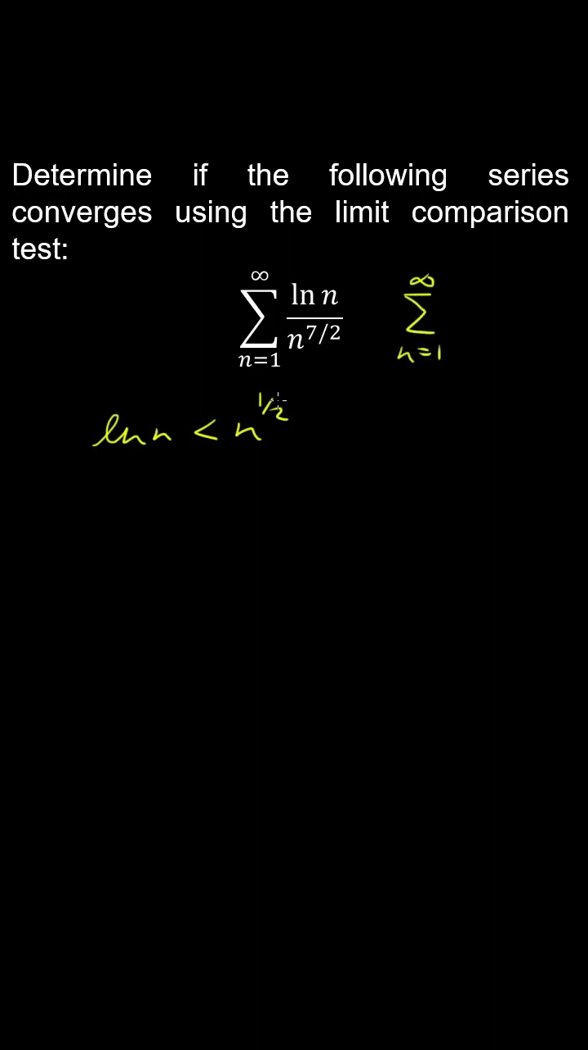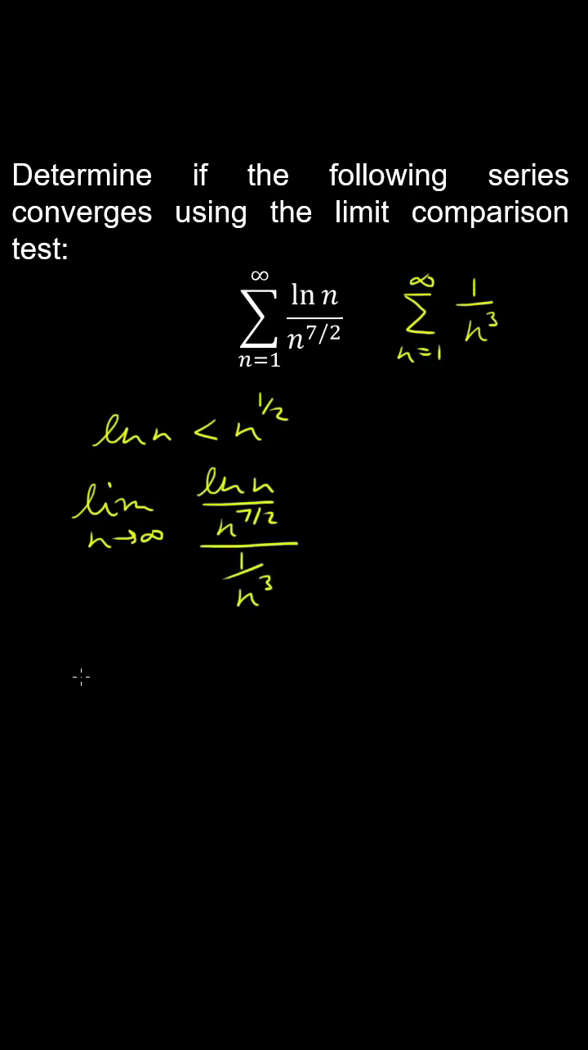So it'll be n to the half on n to the 7 on 2, which is 1 on n cubed. And now we can take the limit as n approaches infinity of the ratio of both terms in those series. And doing a bit of algebra, this simplifies as follows. So n to the half grows faster than the natural log of n as n goes to infinity. Well, you can verify this using L'Hopital's rule, so we get a limit of 0.